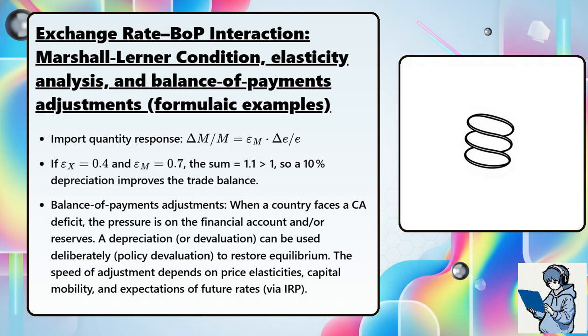Balance of payments adjustments. When a country faces a CA deficit, the pressure is on the financial account and/or reserves. A depreciation or devaluation can be used deliberately, policy devaluation, to restore equilibrium. The speed of adjustment depends on price elasticities, capital mobility, and expectations of future rates via IRP.